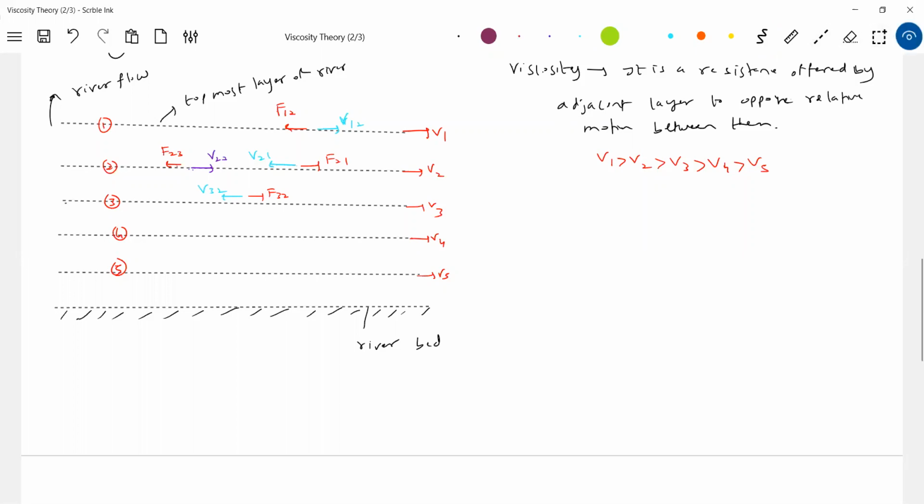Now you can see this. The velocity of one is greater than two. So what will layer two do? Layer two will try to decrease the velocity of layer one. Layer two has less velocity than one, so the viscous drag will try to increase the velocity of layer two. So the viscous drag acts to oppose relative motion between the layers. Due to the viscous force, which acts to oppose relative motion between the layers.